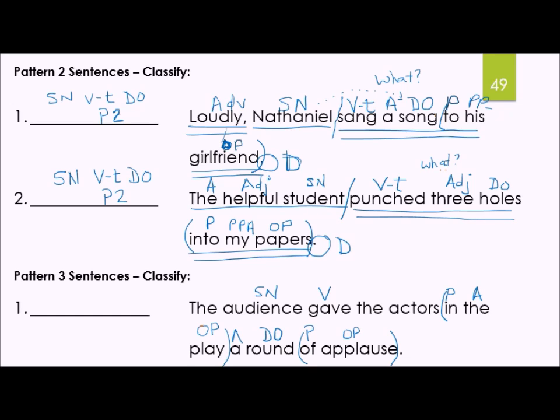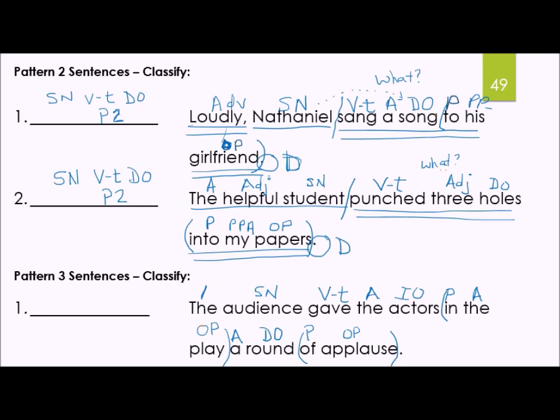Article, adjective, A. Let's take care of that. But who are they giving this round of applause to? They're giving it to the actors. So this is your indirect object because they're receiving the direct object. They're getting it. You're handing it to them. Okay. Article, adjective, the. And don't forget, when you have an indirect object and a direct object, you are going to change your verb to verb transitive.